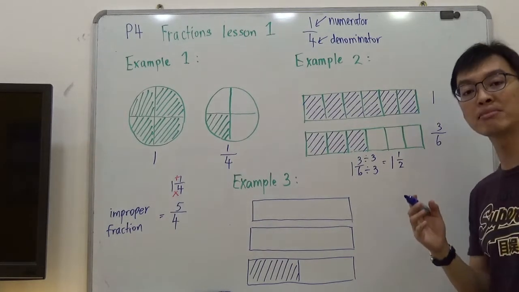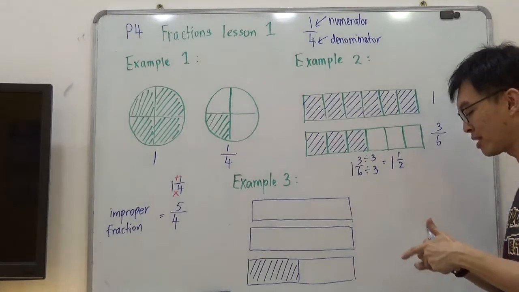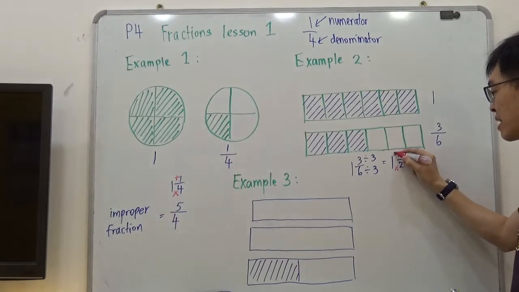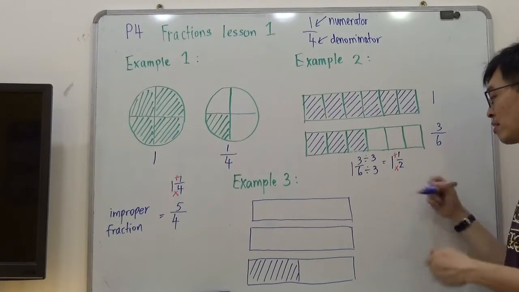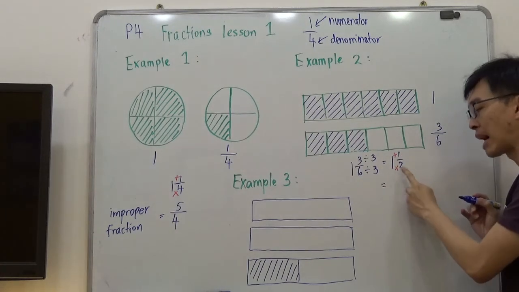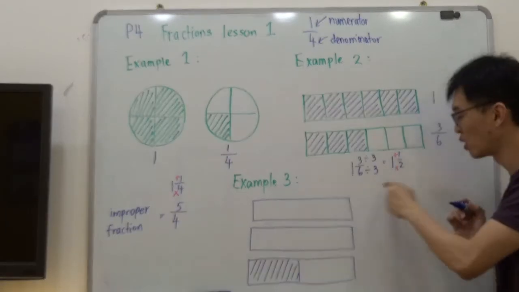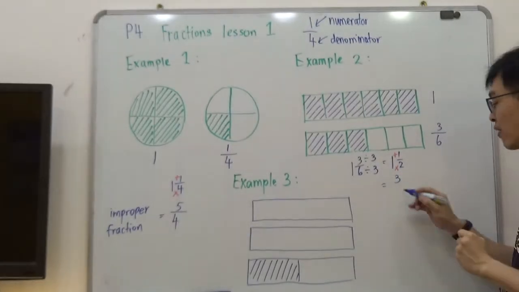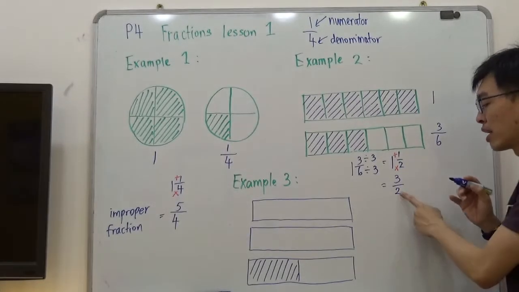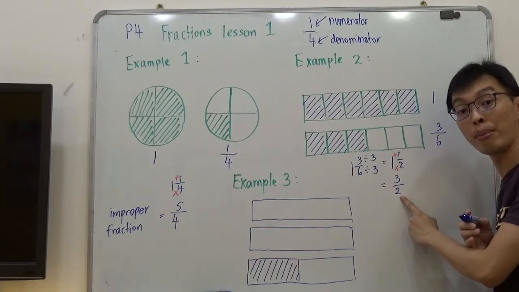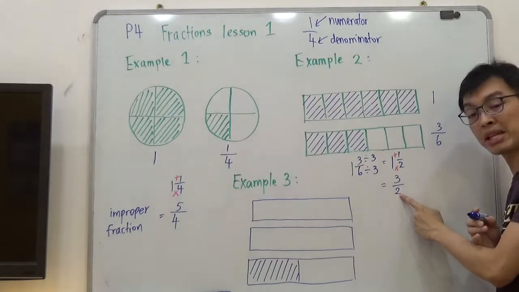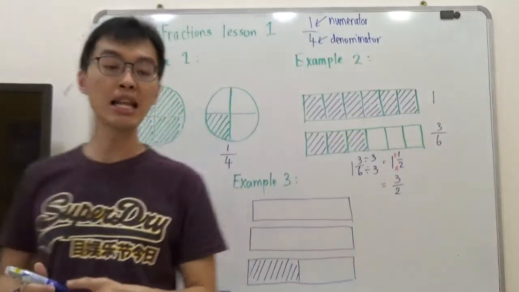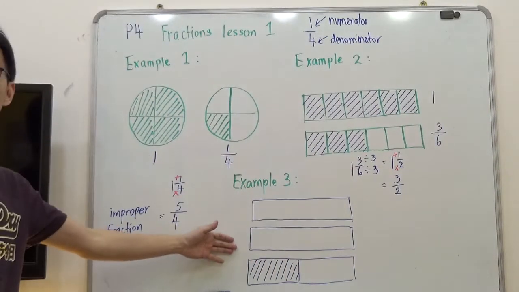Now how do we make this mixed number into an improper fraction? Same idea. Put a multiply here, put a plus here. 1 times 2 is 2, plus 1 is 3. 3 over 2. The denominator will always remain the same. Now, finally, let's come to example number 3.